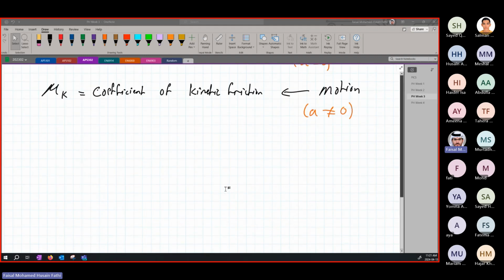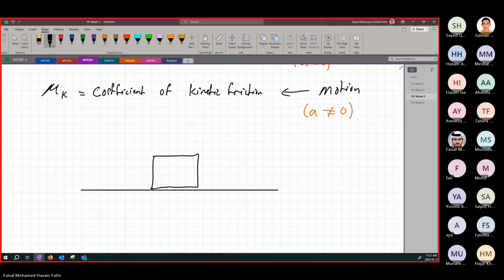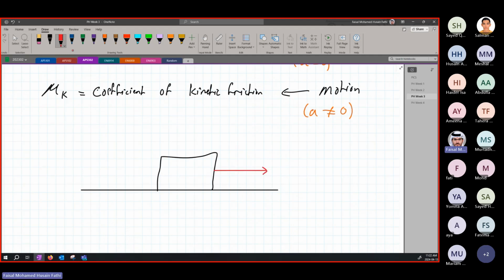All right, so if we look at a very simple example, the same example: we have a box on a flat surface, and this box is moving with a specific force in this direction, a force F. I'm going to keep my force F in blue so that there's no confusion.